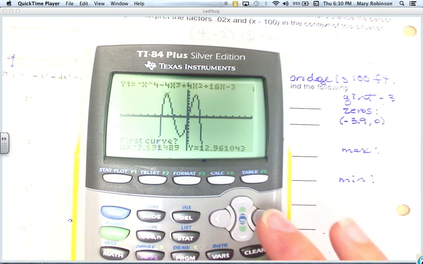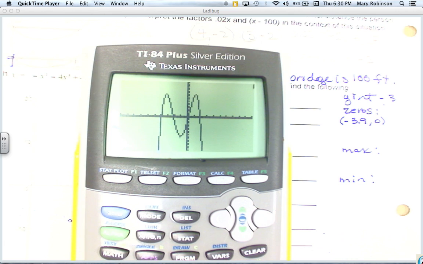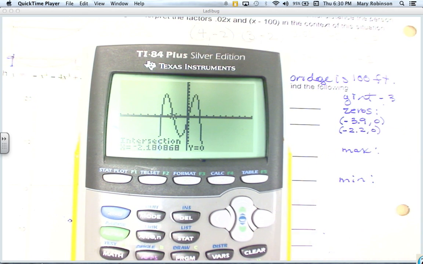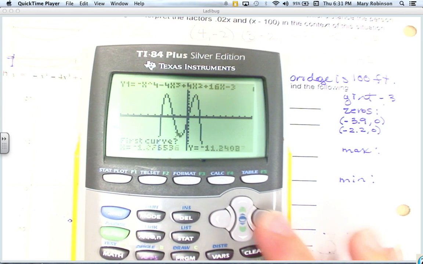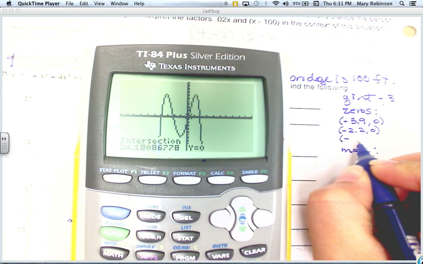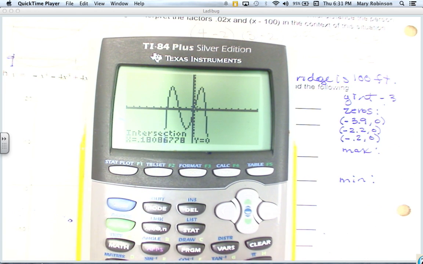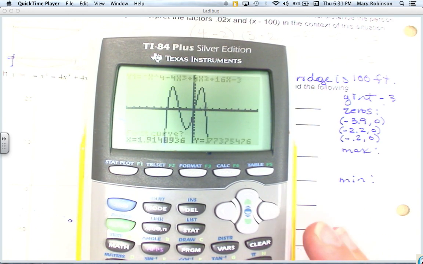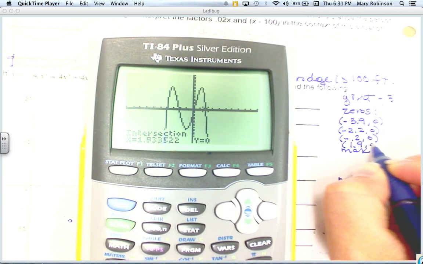Continuing on, I'm going to hit second trace 5 again, arrow to the right, and hit enter, enter, enter again, getting my next 0 at negative 2.20. To find the third, I do second trace 5 again, arrowing to the right to get closer, enter, enter, enter, negative 0.20. That 8 is going to make that 1 round up to 2. One last time, second trace 5, enter, enter, enter, and my last one is at 1.90.